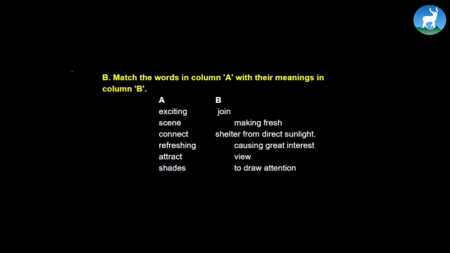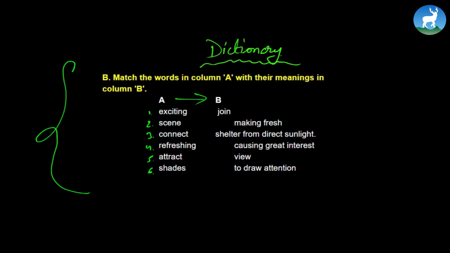Now, on the basis of the passage which I have read, match the words in column A with their meanings in column B. So here are the words. Let me give a numbering to these words: 1, 2, 3, 4, 5, 6. Its meaning is on the other side, under column B. So exciting, what does exciting mean? And of course, to do this exercise, you definitely need the help of a dictionary.